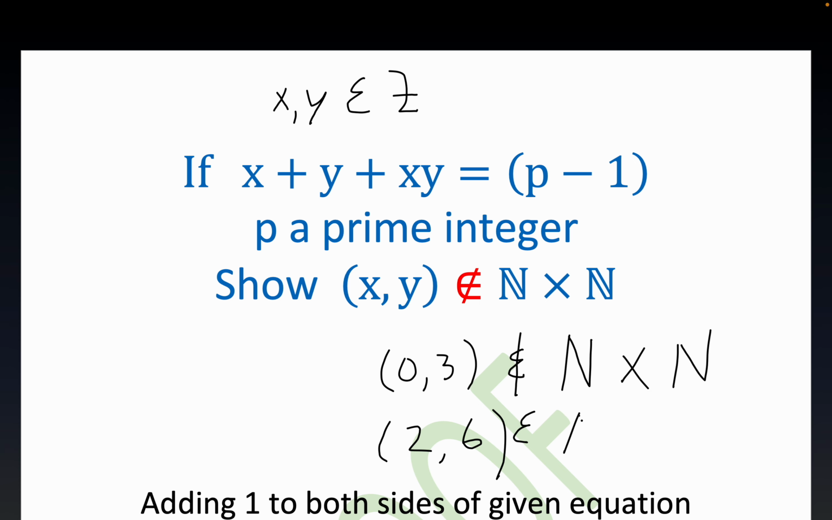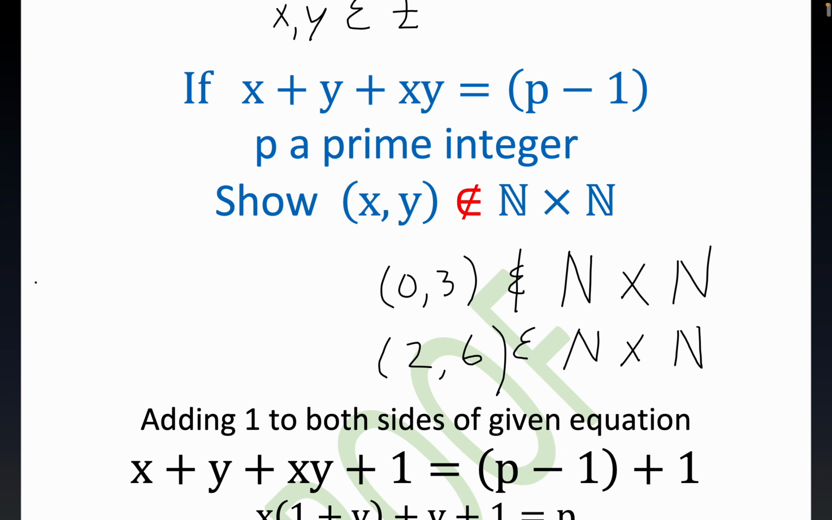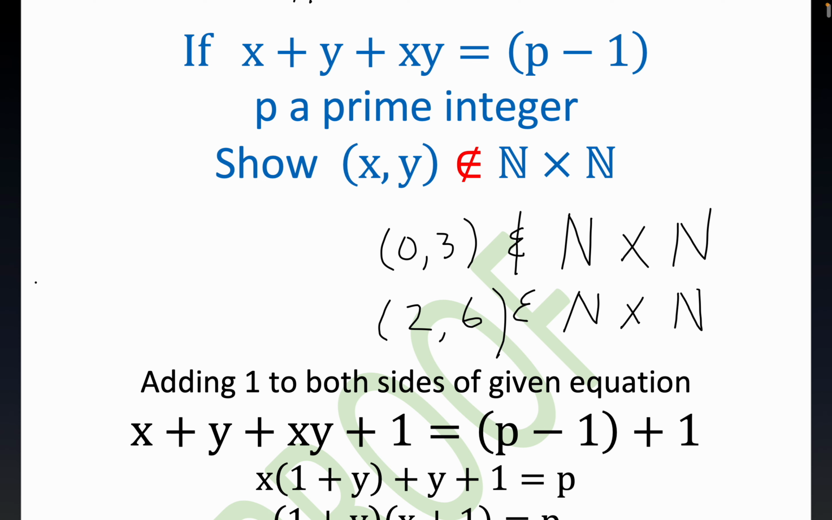N cross N, okay? So we're trying to show that if you have this constant on the right-hand side, a prime minus 1, you will have no positive integer solutions for both coordinates, all right? So let's get down to business here and see if that's true.